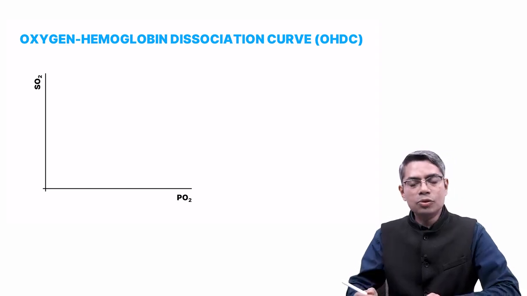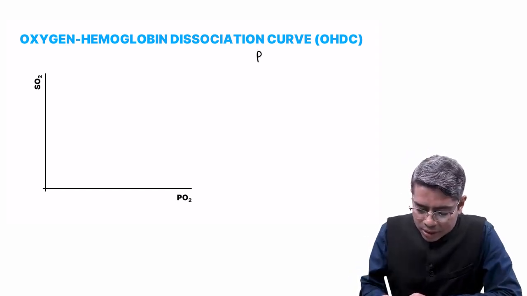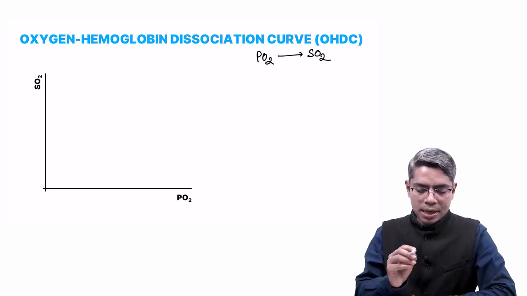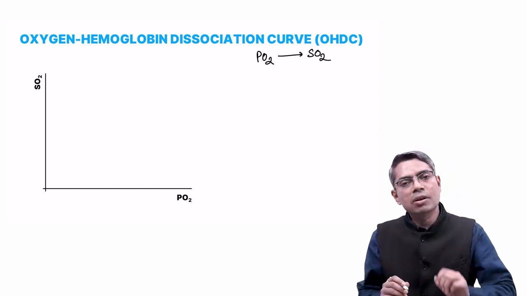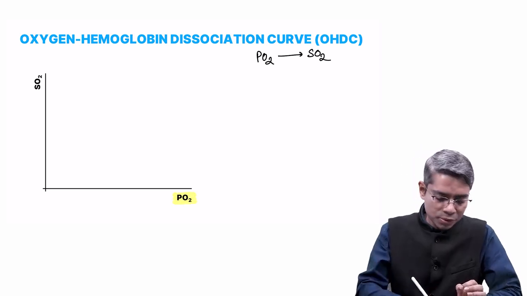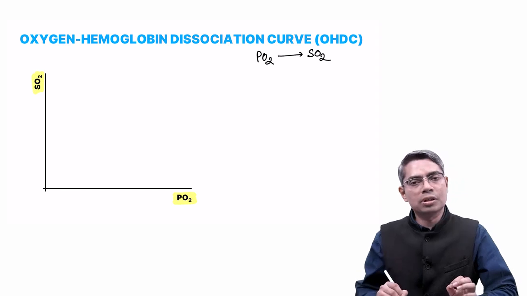So what we have learned so far, I told you that if your partial pressure of oxygen is changing, then the saturation of hemoglobin will also change, and this relationship has been plotted in the oxygen hemoglobin dissociation curve. So that's why the x-axis is the partial pressure of oxygen and the y-axis is the saturation of the hemoglobin.